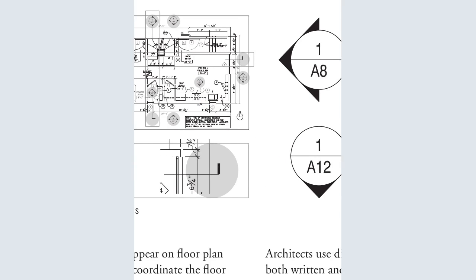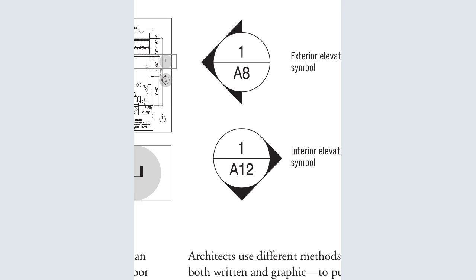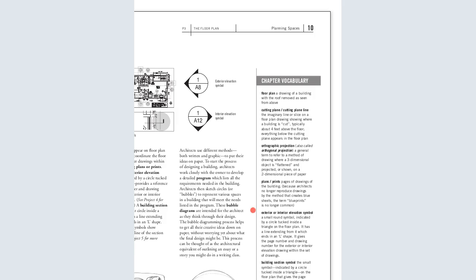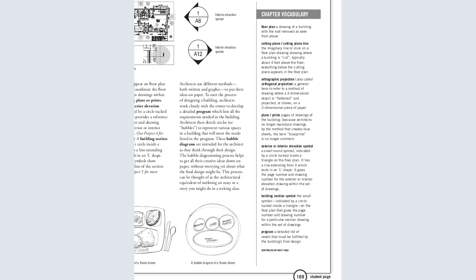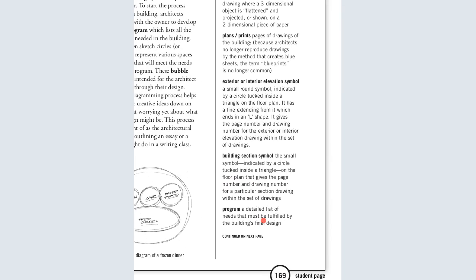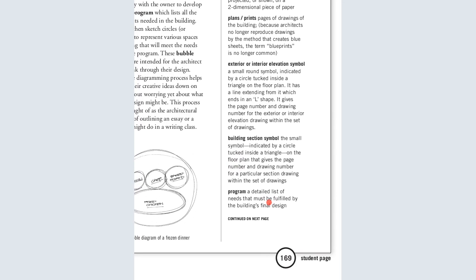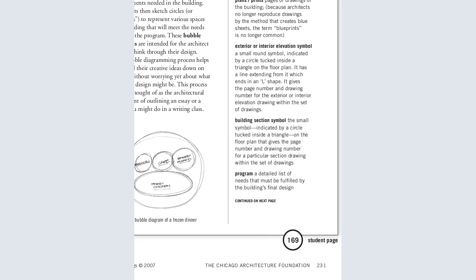So you'll be seeing these things inside here. You can see them. So this is interior, exterior, exterior. That is what it means. I hope you guys are now able to see them clearly. And then we have the building section symbols. It's a small symbol indicated by a circle tucked inside a triangle, and on the floor plan, it gives the page number and the drawing number.